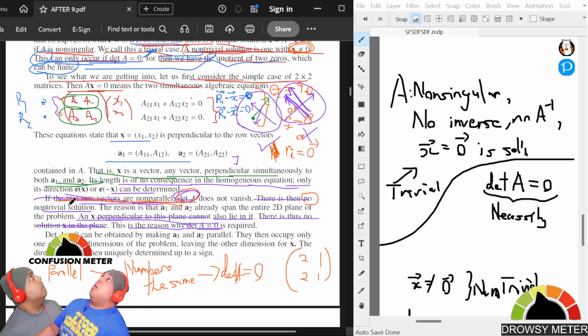8 is not vanished, yeah. There is then no non-trivial solution. No non-trivial solution. The trivial is A equals 0. The non-trivial, it has something in it. A have something, X have something in it. The determinant exists.